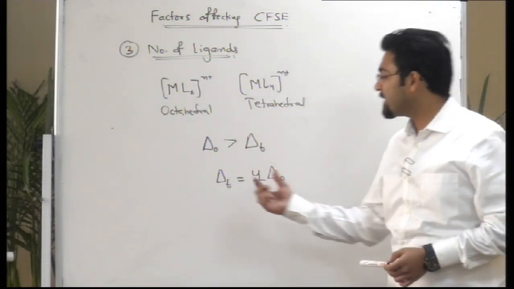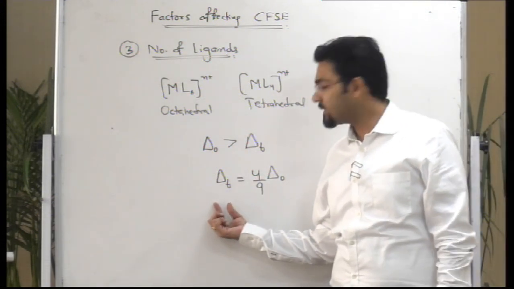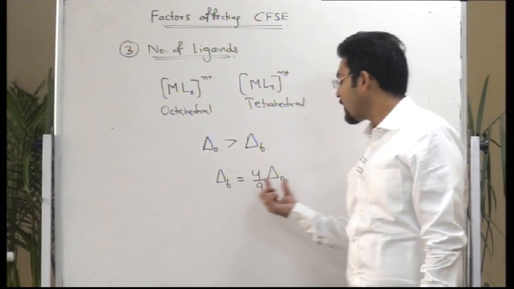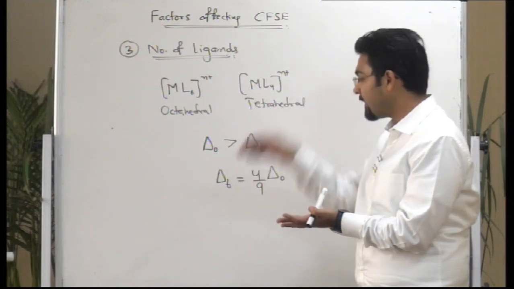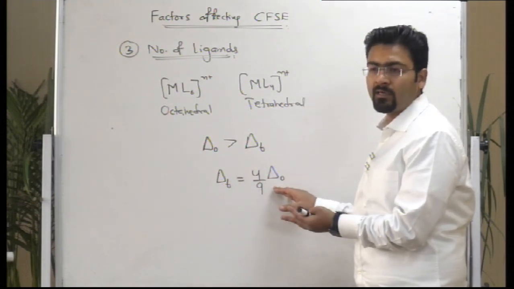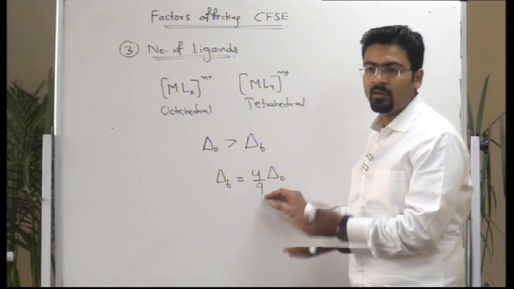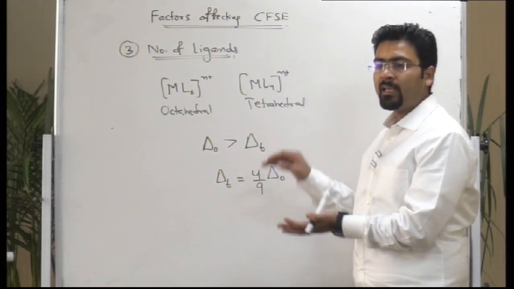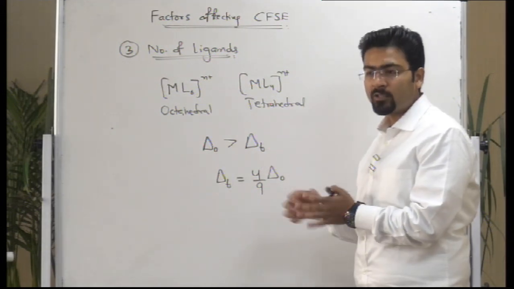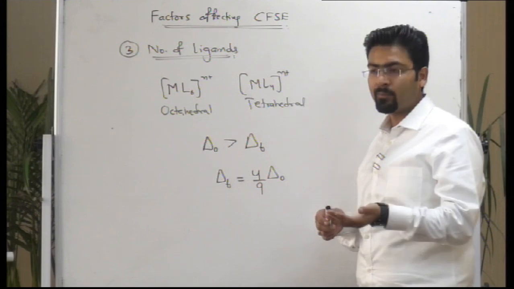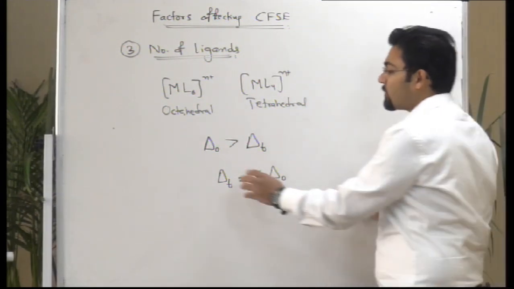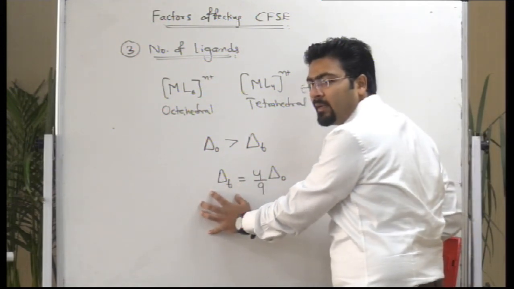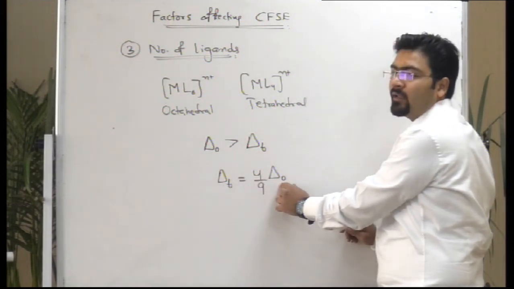approximately 0.44 times of delta O. Right? With this you can also remember one more fact, which is, as you can see, delta T is quite lesser than that of delta O, which means that CFSE or energy gap in tetrahedral fields are very small in comparison to, it is lesser than the half of energy gap in octahedral field. If the energy gap is lower, then there would be high possibility of not pairing up because their energy gap is low. So instead of pairing, they would prefer to go up. So that's why you see less cases of pairing in tetrahedral complexes, but more cases of pairing in octahedral and square planar complexes.